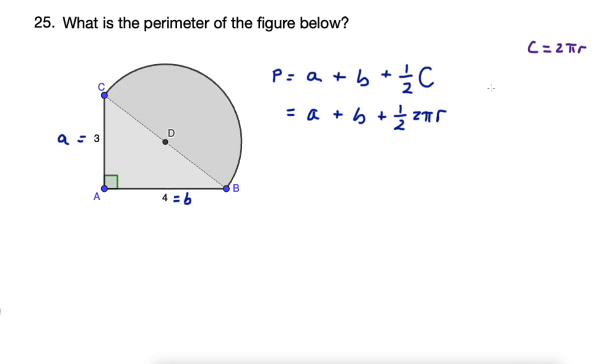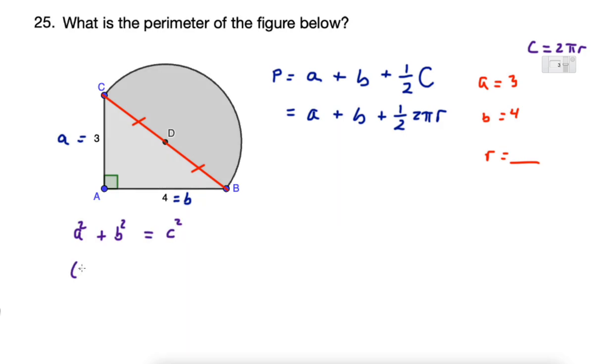So let's list our variables. We've got A is 3, we have B is 4, and R we don't know. So we have to find R first. Well, R is going to be this length from C to D, which will be half of the hypotenuse of this right triangle. Right, so this is where we first have to use Pythagorean theorem to solve the hypotenuse.